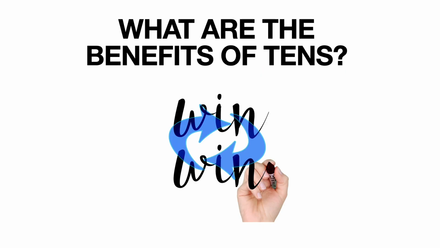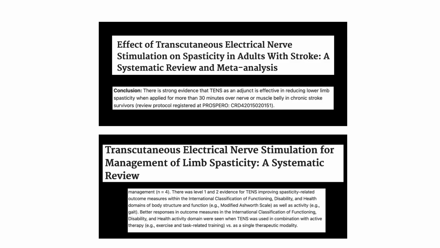So what are the benefits of TENS? Certainly the big benefit is that it's evidence-based for spasticity. So on this slide, I have two papers, both systematic reviews that looked at several articles, compiled the evidence, and came to conclusions about the use of TENS. And both reached that same conclusion that TENS can be quite effective for reducing spasticity, both in stroke as well as in other forms of limb spasticity.